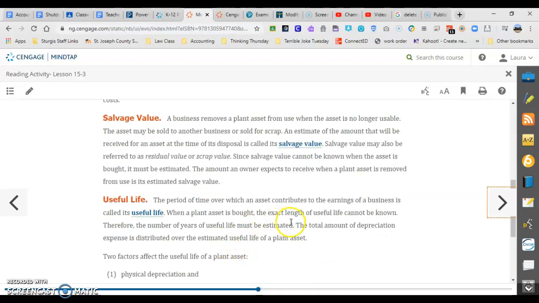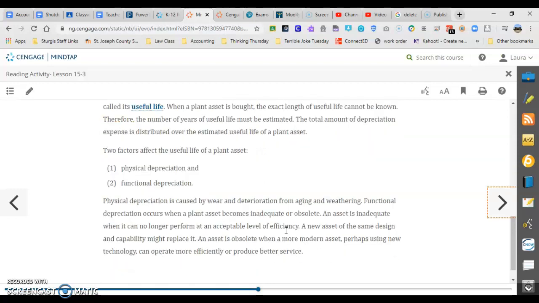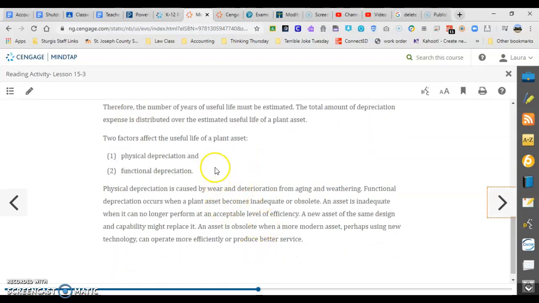Useful life is how long you think the asset is going to be used, the period of time that you think it's going to contribute. You're estimating it. You don't really know for sure how long you'll use it. You never know these days about technology and how long certain assets will be useful, but you're going to estimate it. Two factors that affect the useful life of an asset are physical depreciation and functional depreciation. Physical depreciation is wear and tear because of aging or weathering. Functional depreciation is like a computer that might still function in 10 years, but isn't functional at the level you need it to be. It might be obsolete.